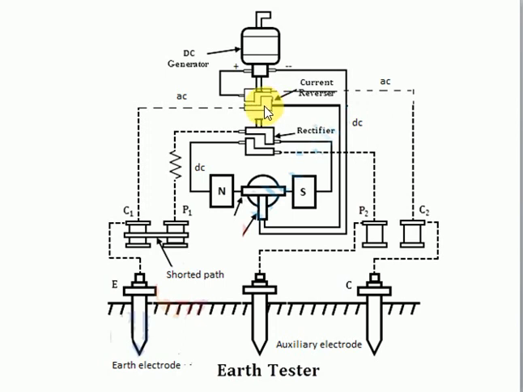So the same current, the DC current, will pass through the current coil and completes the path like this, which will give us the measurement of current which is going through the earth. Now this current again has to be converted into DC to pass it through the pressure coil.